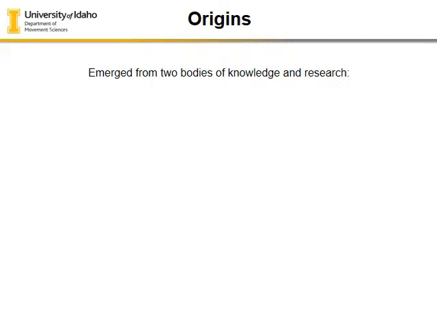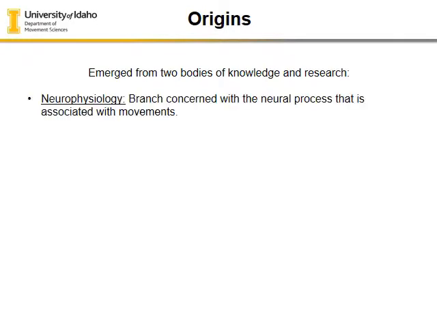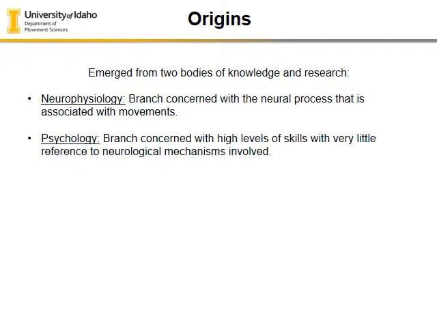and that is neurophysiology. That branch concerned with how the neurons, the central nervous system connects with the peripheral and creates movement through motor neurons and motor units. And then we also think about psychology, and that's really thinking about the higher levels of skill. Really nothing to do with the neurological mechanisms, but how we're thinking and the processes inside of the psychology and what we're thinking about, right?